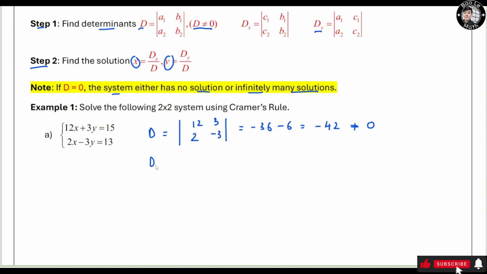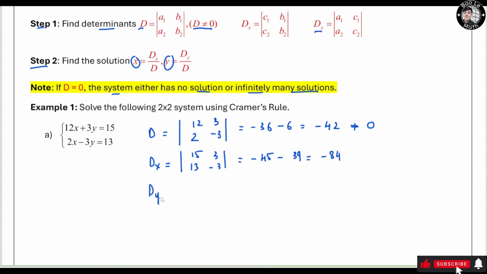Now we need to calculate Dx. It's going to be C1, C2, which is 15, 13, and B1, B2 is going to be 3, negative 3. So 15 times negative 3 is negative 45. Subtract 39, because 13 times 3 is 39. So it's going to be negative 84, right?